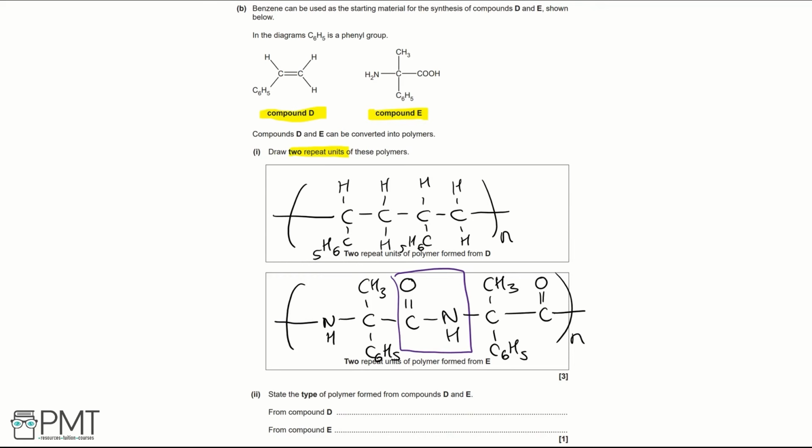Part 2. State the type of polymer formed from compounds D and E. I've already talked about this in part 1, but just to reiterate, from compound D, the type of polymer we're going to form is an addition polymer, and the type of polymer we're going to form with compound E is a condensation polymer. With condensation polymerization, we form water. To get the marks for this question, you must have both types of polymer correct.